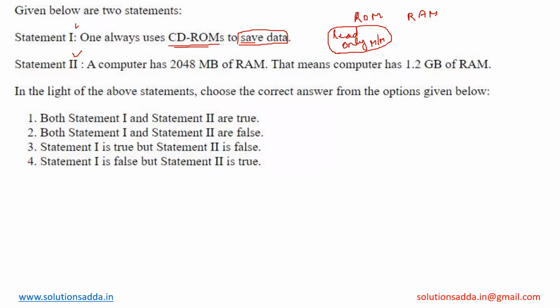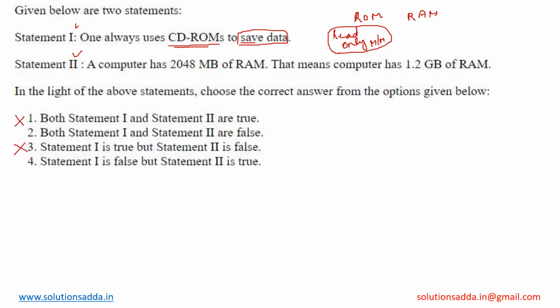On the basis of that, we can eliminate the options in which statement 1 is true. Statement number 1 is false. In option number 3, statement 1 and statement 2 are true, so we can eliminate this. We know that statement 1 is not true, so we can eliminate option 1 as well.